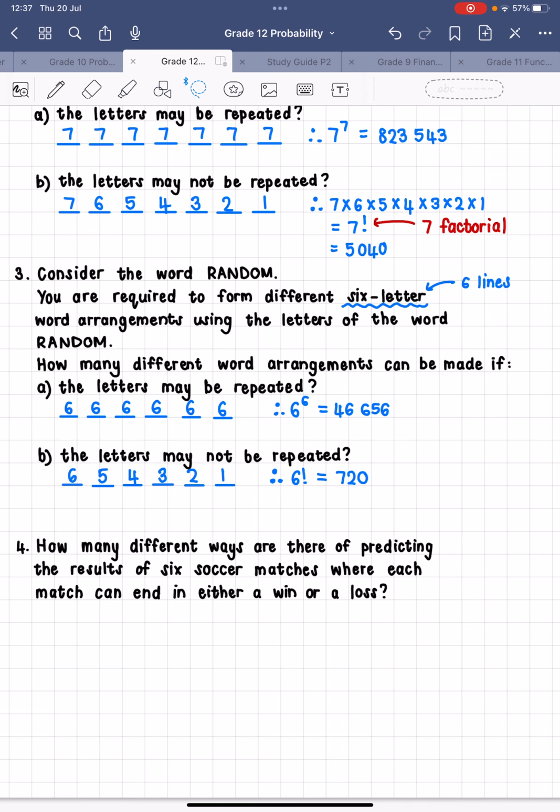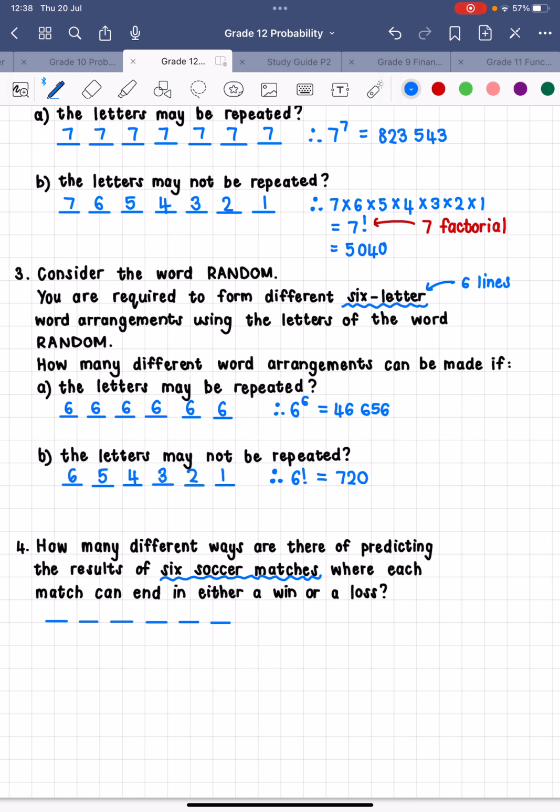Now, we can't draw here, apparently. It's saying can end in either a win or a loss. So how many possible outcomes, how many predictions could I make, or how many options can I choose from for the first match? 2. I'm either going to choose win or loss when I'm making my prediction. 2. Yes, Kewan, do you agree? If they had said a win or loss or a draw, you could say 3.